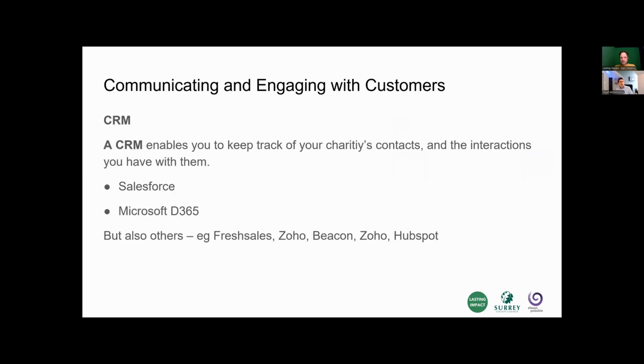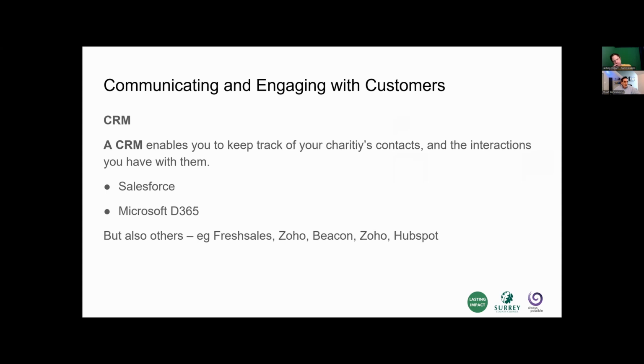I'm going to go on to another type of software. CRMs can be really important, and they can have a lot of different uses within an organization. I've mentioned two CRMs here, Salesforce and Microsoft D365. I've also mentioned a whole bundle of other ones. The really important thing about a CRM is just thinking it enables you to keep track of the contacts with your charity and the interactions you have with those contacts.